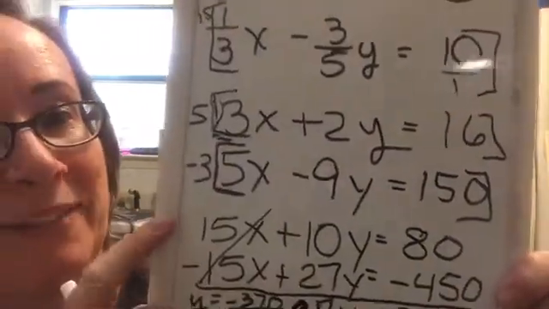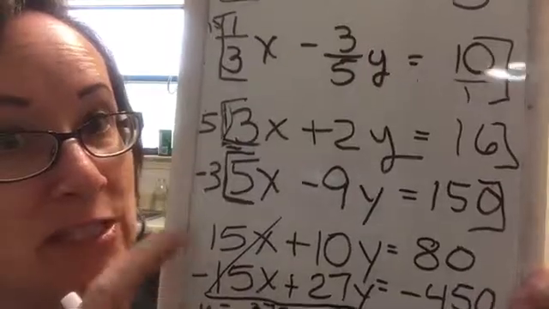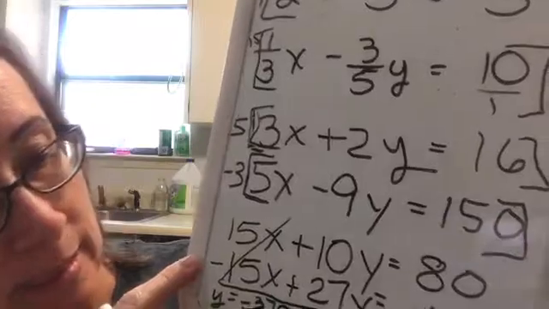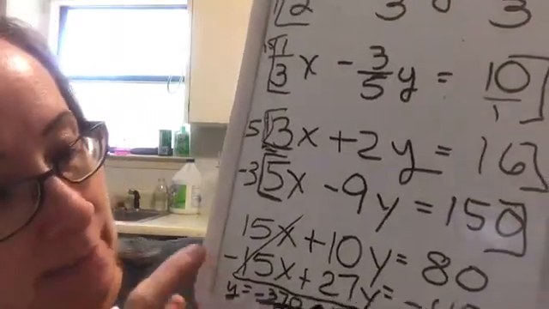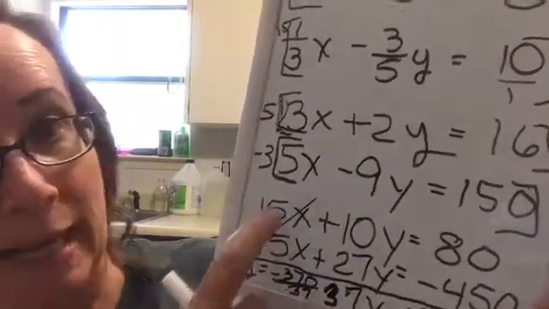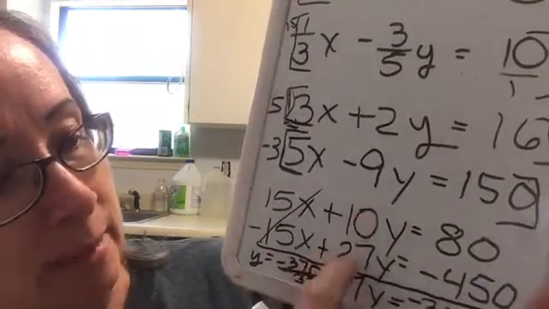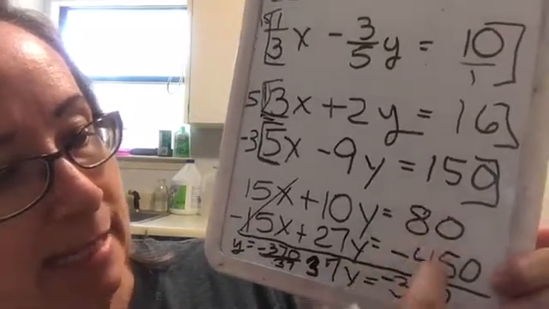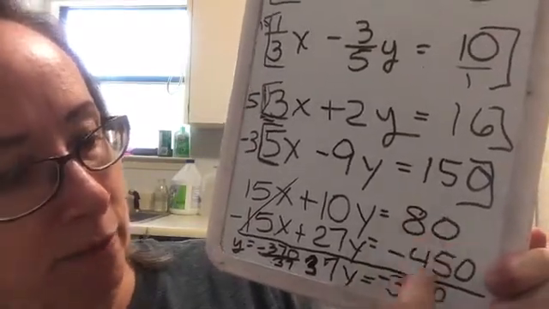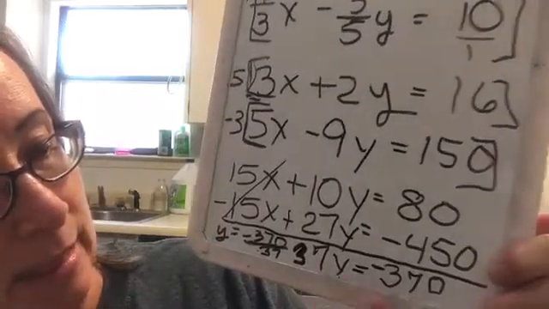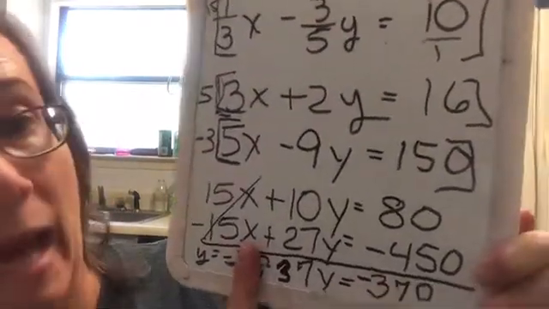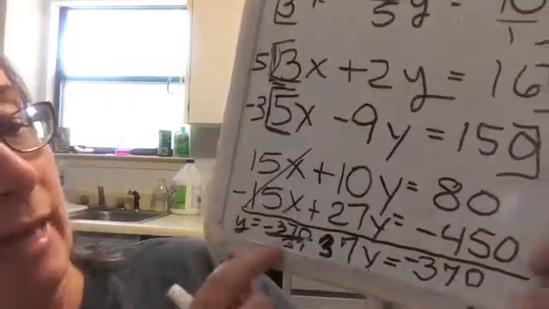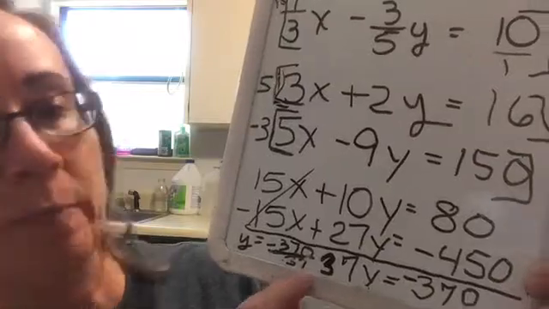Now, notice I've got a 15x and a negative 15x. So when I add these two together, and I can do that because of the addition property of equality, adding two sides of the equation together, then I'm going to get my x's eliminated. 10 plus 27 is 37y right here. And 80 minus 450 is negative 370. But to get my y by itself, I need to divide by 37 on both sides. And I get y is negative 370 divided by 37.